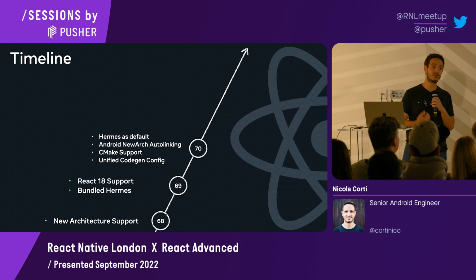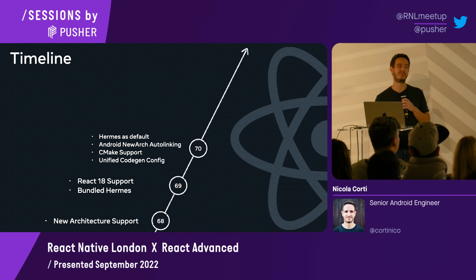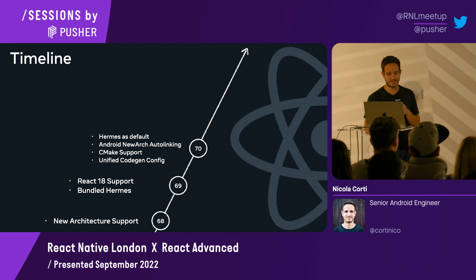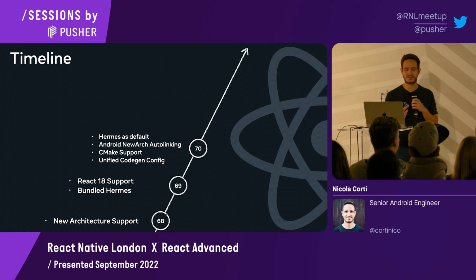We added support for CMake. Historically, you would have to use a custom makefile provided by Android, which was really hard to maintain. And also we unified the configuration of Codegen. Lorenzo will talk about this afterwards. Those are crucial changes which make the whole new architecture story easier to approach.